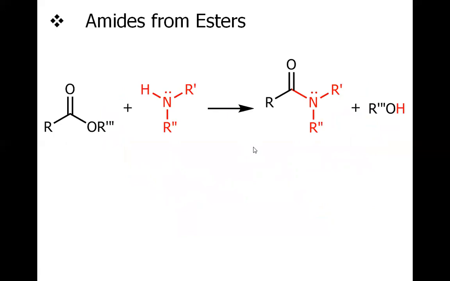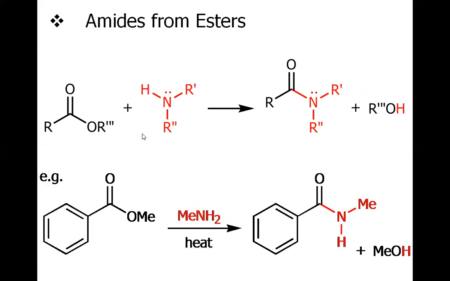From the ester, we may also form the amide simply by treating the amine with the ester to have the amide. Let's take this particular example. We have this methyl benzoate as the starting material and methylamine as the nucleophile to have this N-methyl amide formed.